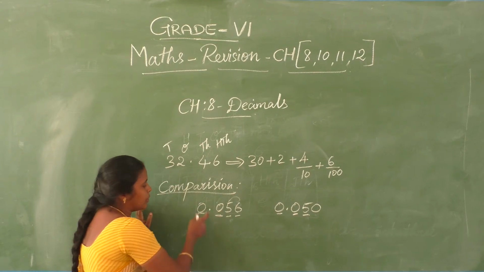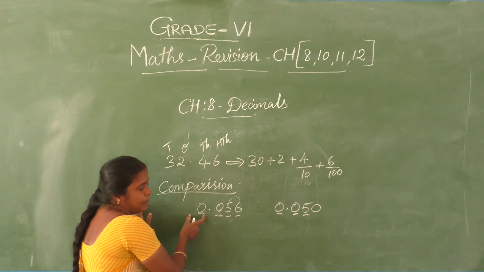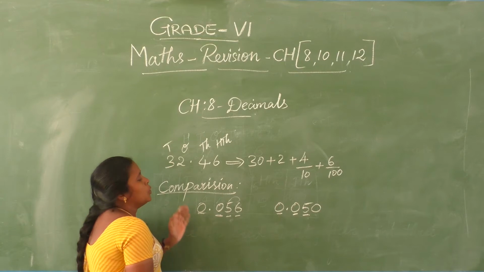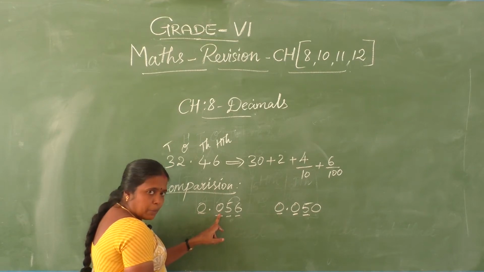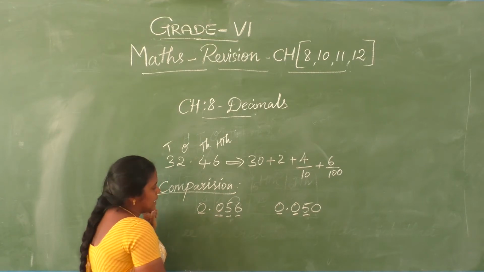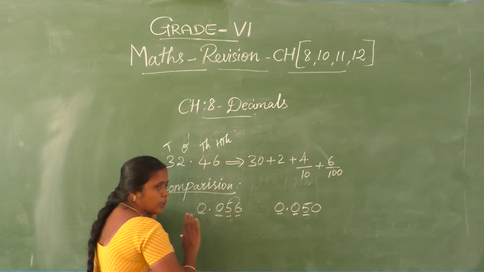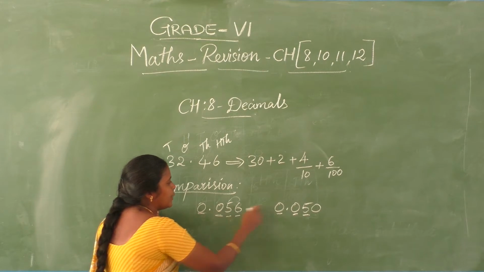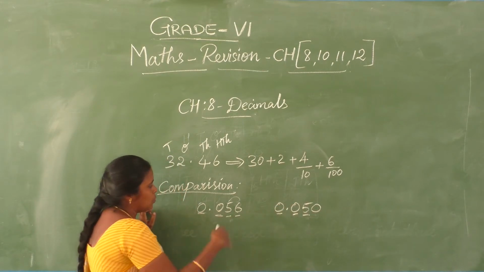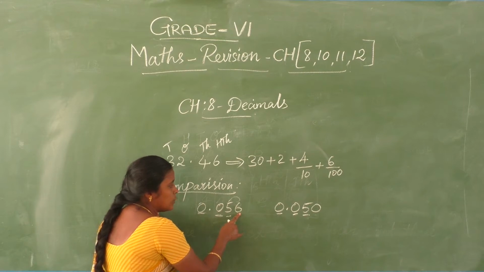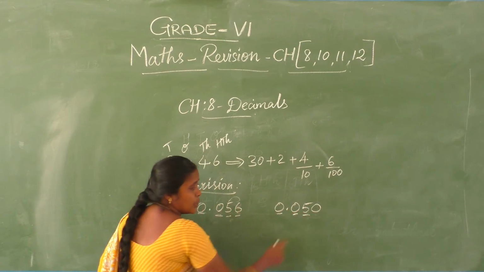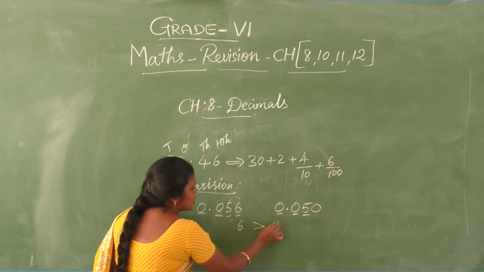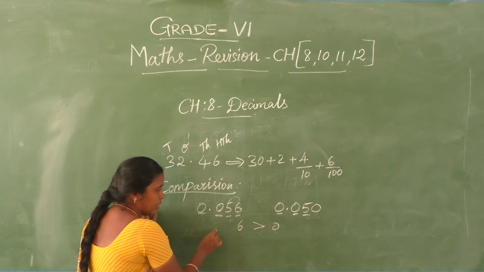Now what is the procedure for comparing the two decimals? First of all, you have to check their whole number part. Here is 0, there also 0. Okay, then what will you do? Go to the decimal part and check their first digit. Here 0, there also 0. No, there is no difference. Go and check that 100th place, 5, 5. There also no difference. What to do? Go and check that 1000th place. Here 6, there is 0. Now you are getting a difference in the 1000th place. So 6 is greater than 0 in the 1000th place.